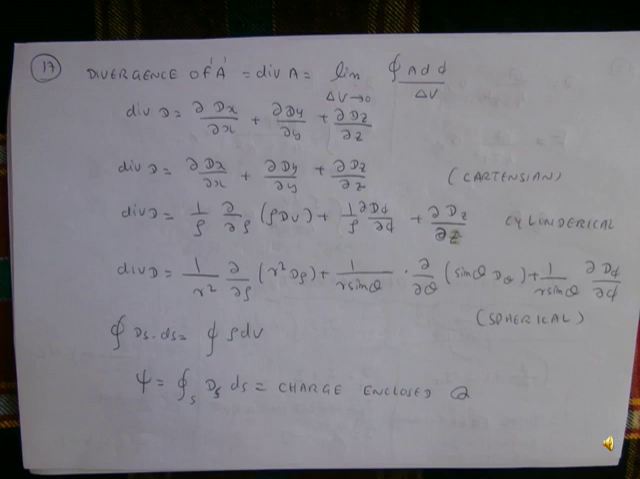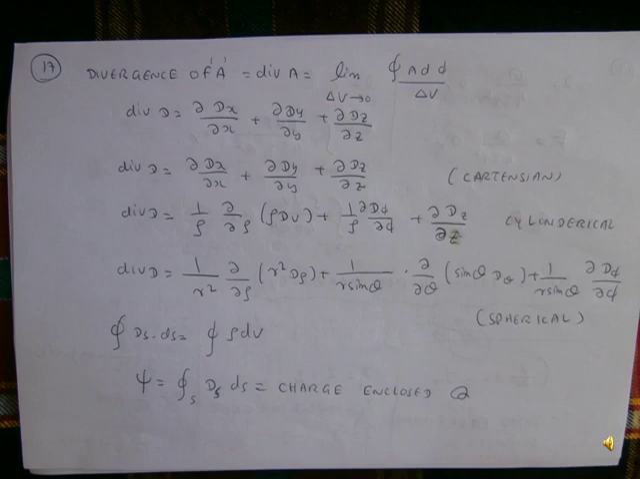Div D is equal to 1 by rho del by del rho of rho D rho plus 1 by rho del D phi by del phi plus del Dz by del z. This is for the cylindrical coordinate. And div D is equal to 1 by r square del by del r of r square D r plus 1 by r sin theta del by del theta of sin theta D theta plus 1 by r sin theta del D phi by del phi. So this is the spherical coordinate.